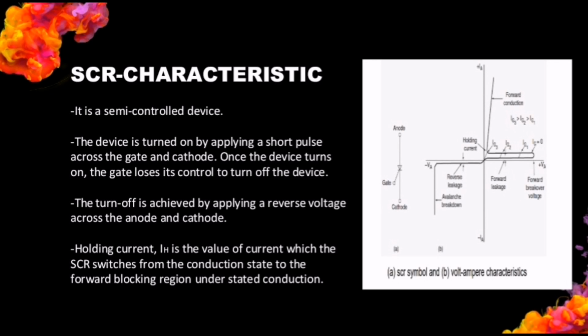SCR characteristic. It is a semi-controlled device. The device is turned on by applying a short pulse across the gate and cathode. Once the device turns on, the gate loses its control to turn off the device. The turn off is achieved by applying a reverse voltage across the anode and cathode. Holding current, which is IH, is the value of current at which the SCR switches from the conduction state to the forward blocking region under the conduction state.